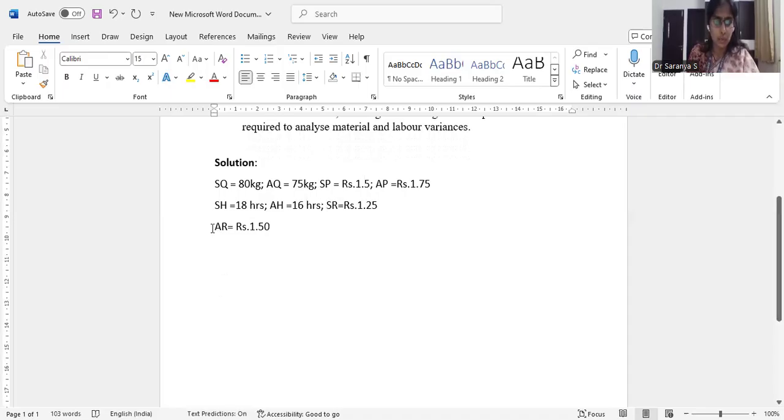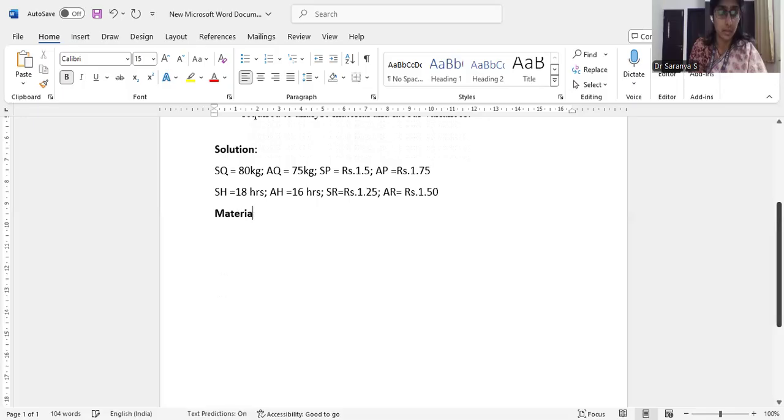Okay, so the variance is full of formulas. If you know the formula, it is going to be very easy. So first, we are going to start with material variance. Under that, we are going to see three types of variances. First one is material cost variance. Here the formula is standard quantity into standard price minus actual quantity into actual price. That is nothing but standard cost minus actual cost.